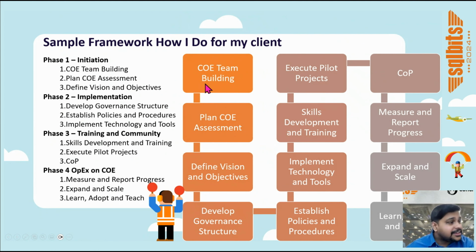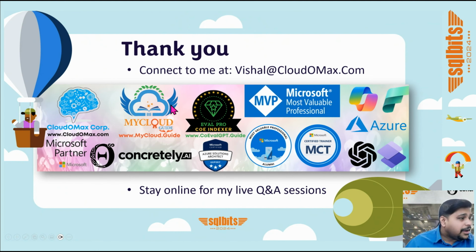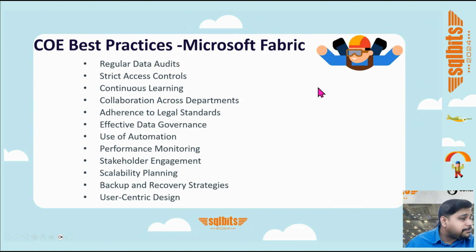And then lastly, we have Fabric best practices. But I don't want to cover each and everything. I will just keep this slide up and we'll open up for questions. In terms of Fabric best practices, you are talking about regular audits, adherence to legal and company standards, automation, stakeholder engagement, and all those details. Now we'll open up the floor for questions, if we have any.